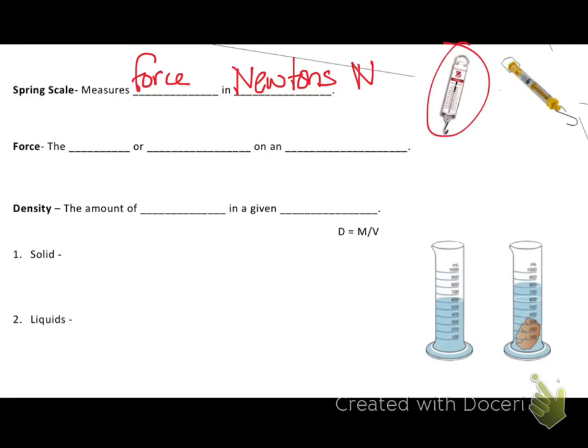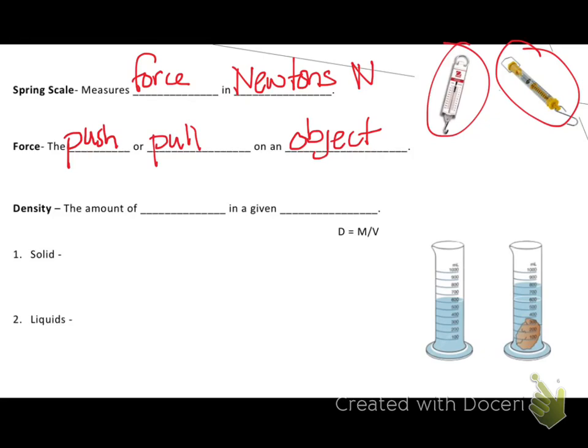On this, and the kind that we have here, on one side it's got N for newtons, and one side it does have grams for mass, so you could use it for that. But the thing about using it is it doesn't measure large amounts of mass, so it would have to be something that's light. And then the yellow one is another example, and those ones that we have here only measure force and show the newtons. So force is the push or pull on an object. It's just how hard something's being pushed or pulled.